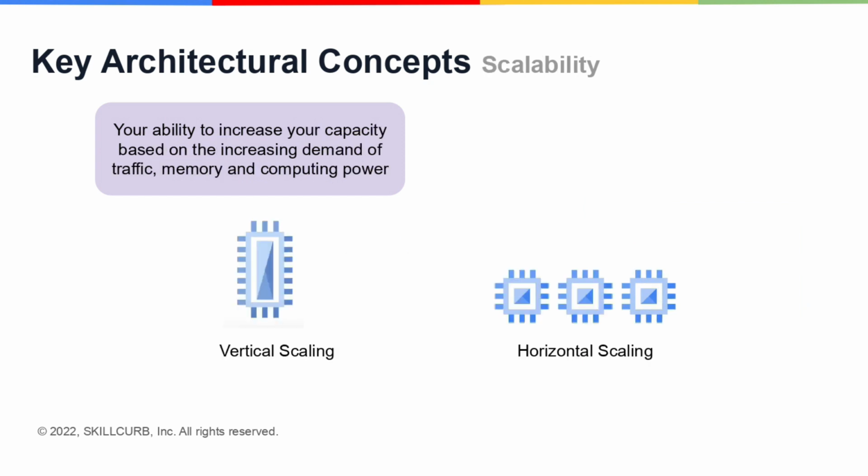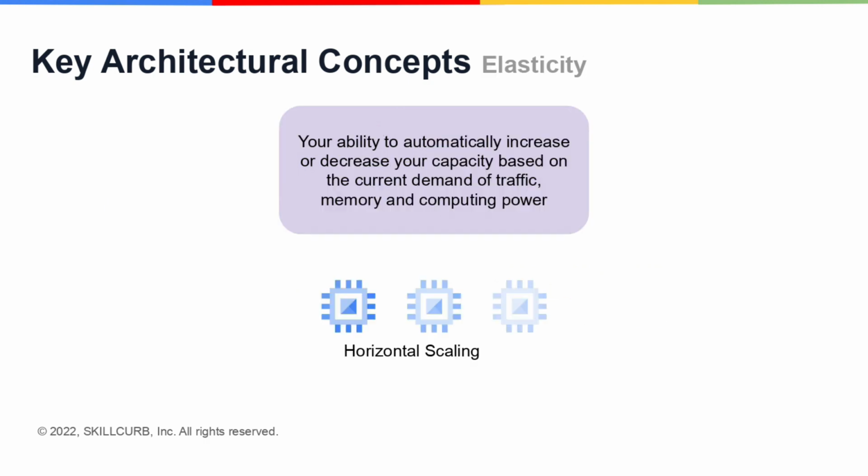Your ability to increase your capacity based on the increasing demand of traffic, memory, and computing power is your ability to scale, or scalability. Scaling up means upgrading to bigger servers, and scaling out means adding more servers of the same size.